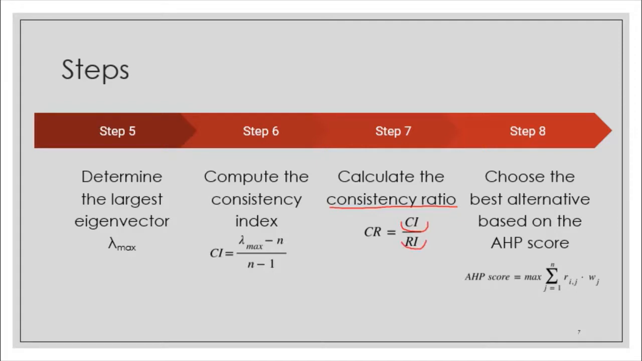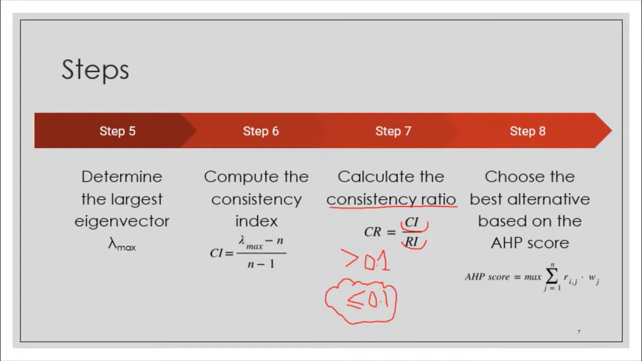If this ratio yields a value that is greater than 0.1, then we should reassess our pairwise comparison matrix until reaching a value which is less than or equal to 0.1. What I mean by reassessing the pairwise comparison matrix is jumping back to step 2 and reassigning relative importance values for each criteria pair. So we keep iterating back and forth until attaining this desirable consistency ratio value.